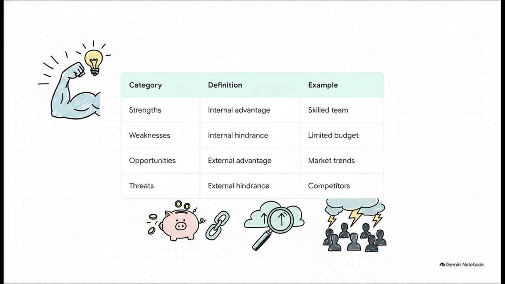To build a really complete picture, just remember that a strength is an internal advantage. Think along the lines of having a highly skilled development team. A weakness, well, that's an internal hindrance, like being stuck with a limited budget. Now for the external stuff. An opportunity is something outside your company that you can capitalize on, like a growing market trend. And a threat is an external hindrance, like, say, an economic downturn or new competitors entering the space. If you just memorize this setup, you'll instantly know how to categorize data in any scenario they throw at you.